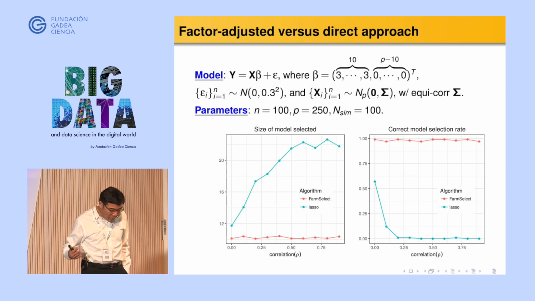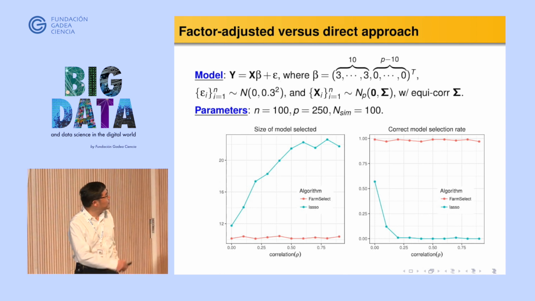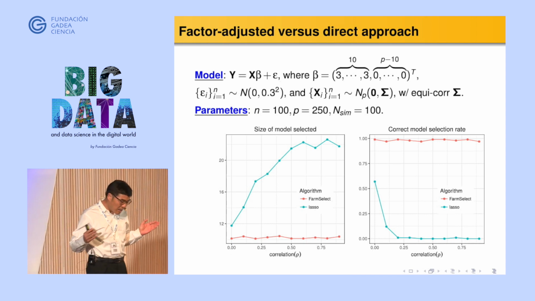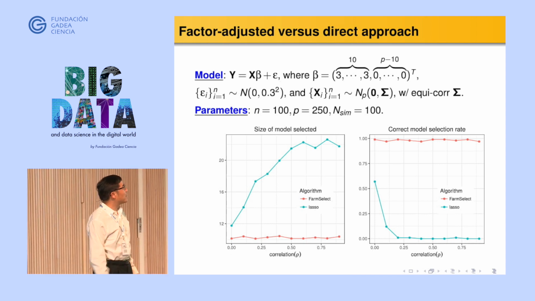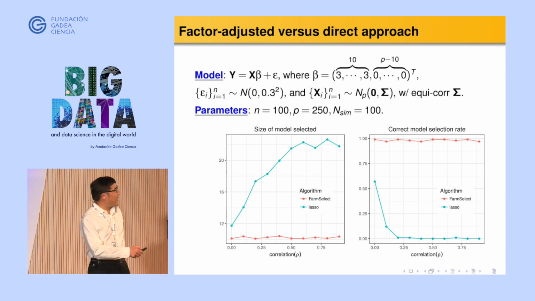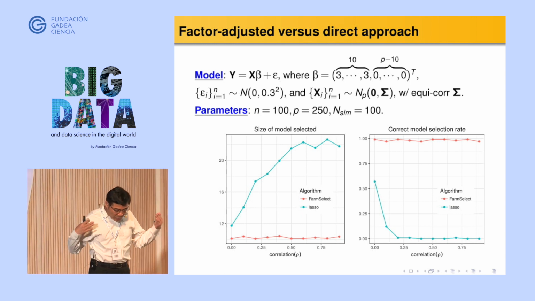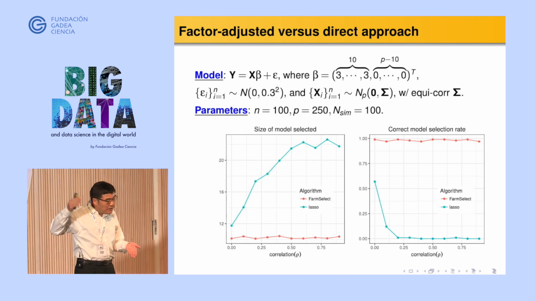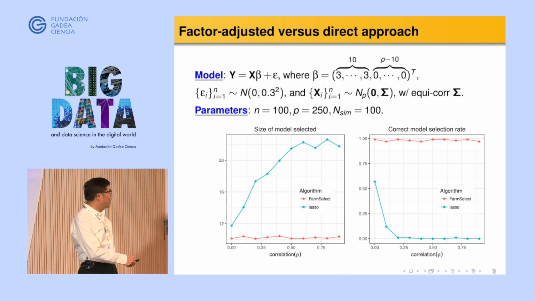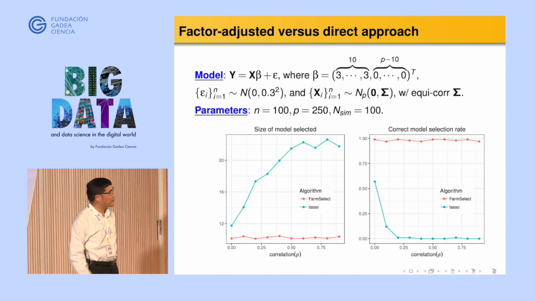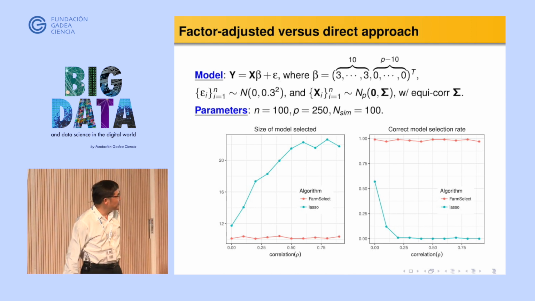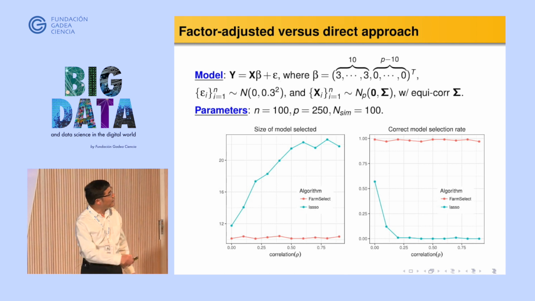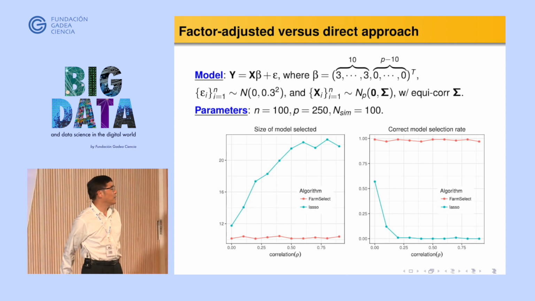And this is just a simple example to illustrate that, right? So this is a sparse linear model. I have 10 non-zeros, and the remaining are zeros, right? And then xi are coming from an equicorrelated covariance matrix. As correlation gets bigger and bigger, if you directly apply lasso-type methods, the number of variables you select also increases with the underlying correlation of the sigma.